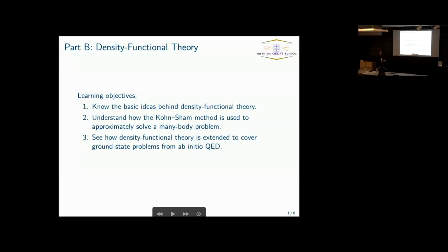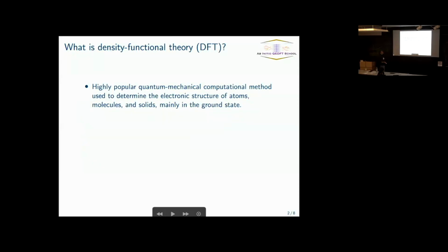In this whole short section, there are little sub-learning objectives. I hope I can tell you the basic ideas, also mathematical ideas behind density functional theory. Then we should understand how the Kohn-Sham method is used to approximately solve such systems. The Kohn-Sham method is not the same as DFT, but it's one practical implementation, the most popular one, and mostly applied. You will see why it's very practical. And then in the last step, we extend this to QEDFT.